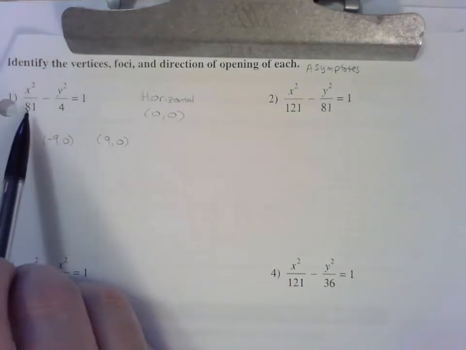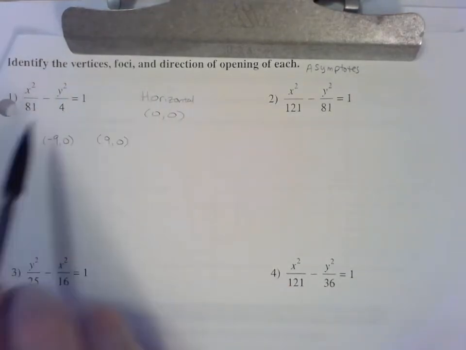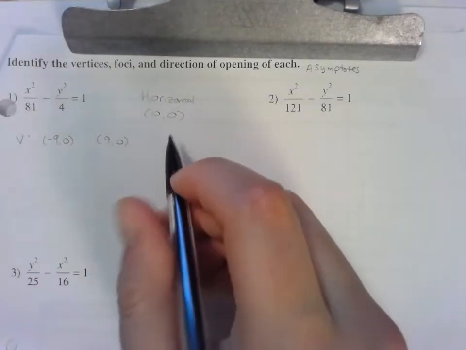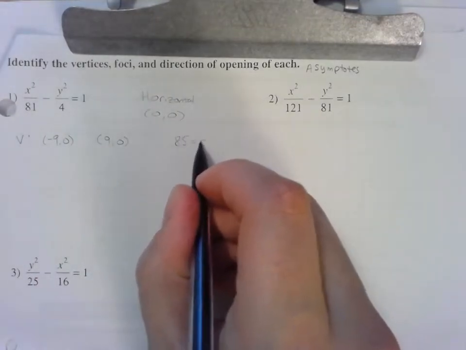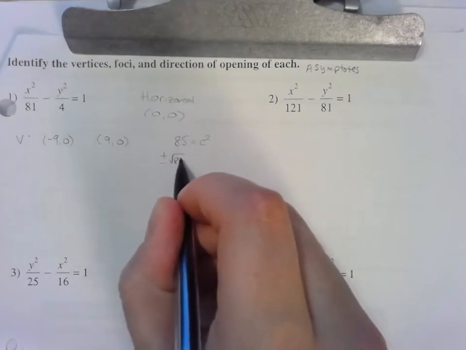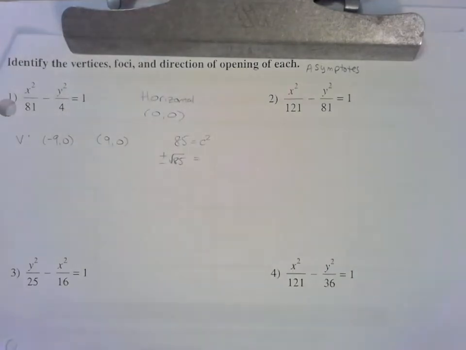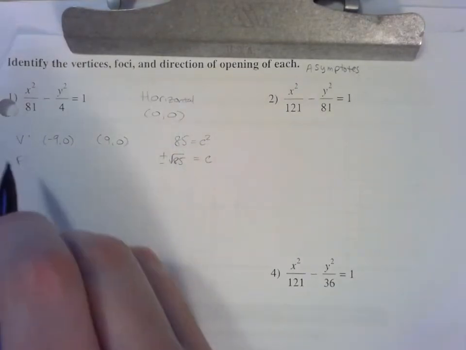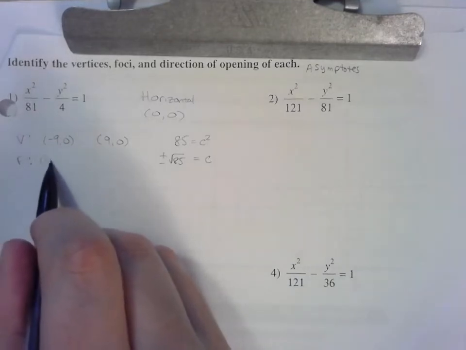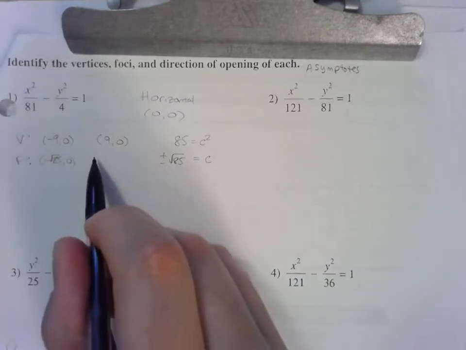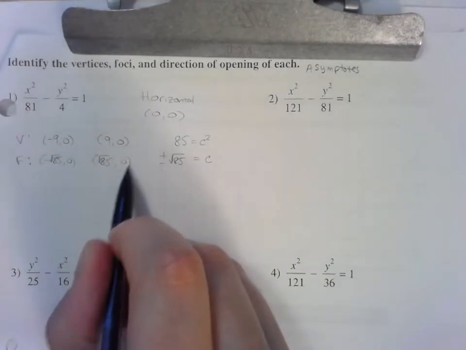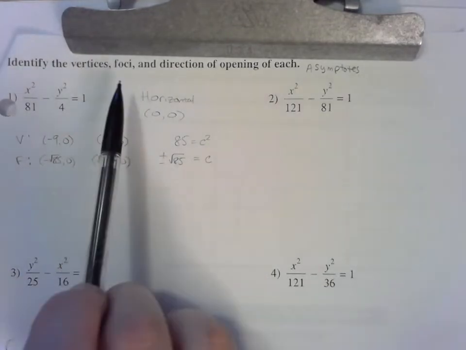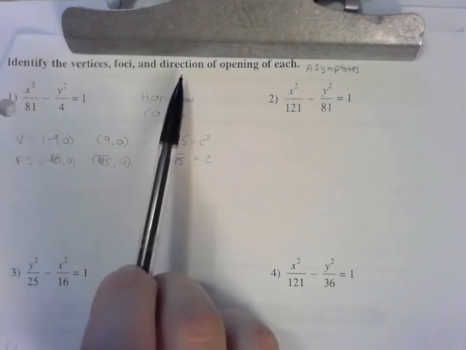The foci, let's add 81 and 4. Let's add them together. So a squared plus b squared, 81 plus 4 is 85. That equals c squared. C equals plus or minus square root of 85. 5 goes into 85 17 times. Not a perfect square. No perfect square factors that. So I want to add and subtract this to the x-coordinate of the center to make our two foci coordinates. So negative root 85 comma 0. Positive square root of 85 comma 0. So in about a minute we found the vertices, the foci, and the direction of the opening.